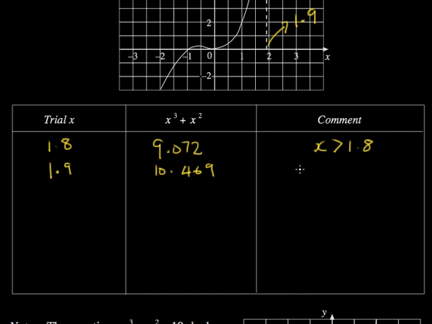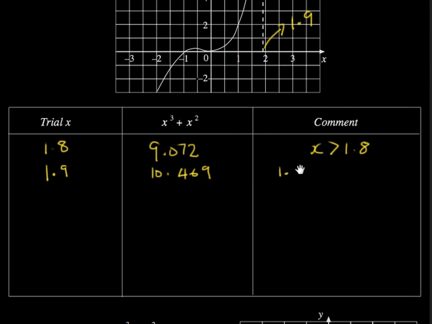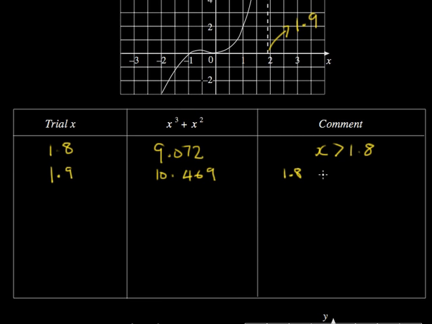Okay, and then we can say from there that that's too large. x must lie between 1.8 and 1.9, which is like that. And we just continue the process.